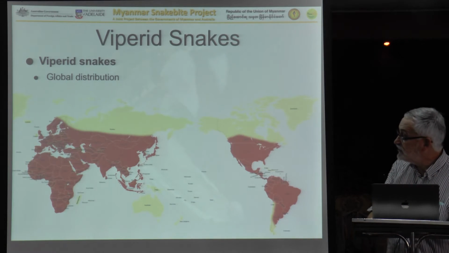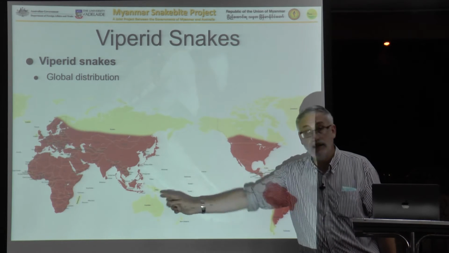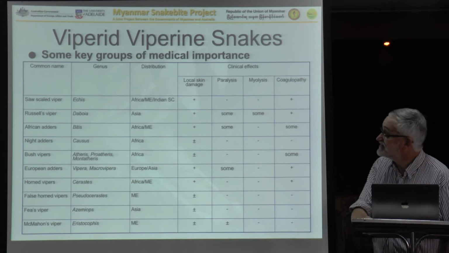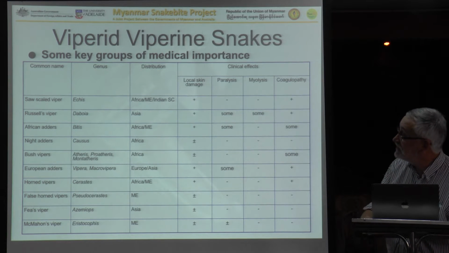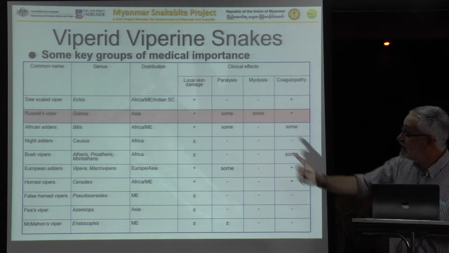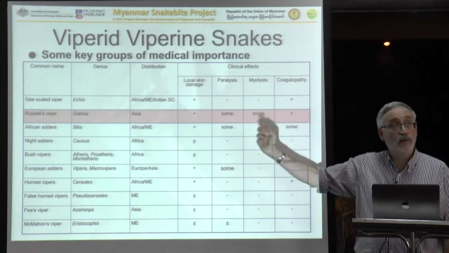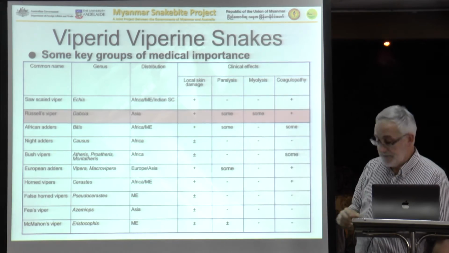And you can see the range of vipers. They're wide-ranging throughout the world, but they're not found in New Guinea or Australia. So here are some key groups. These are the viperine vipers, the standard vipers. Many types, but there's only one type of importance to you, the one you're all familiar with, Russell's viper.